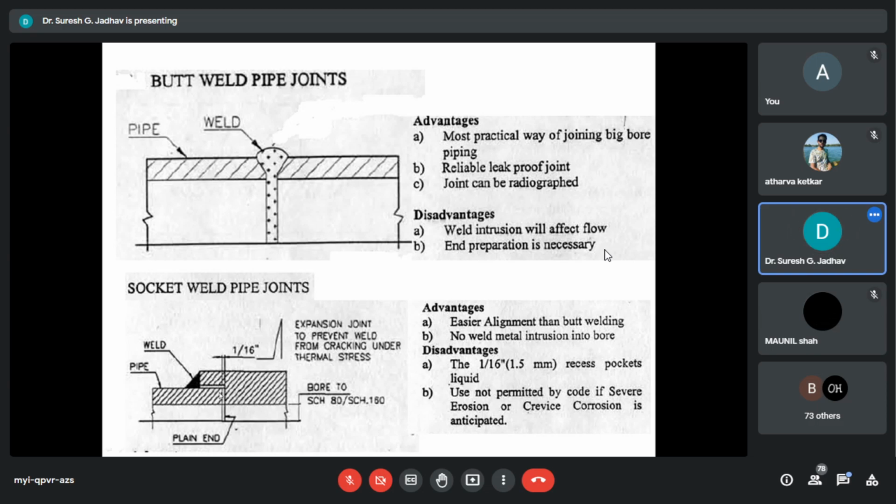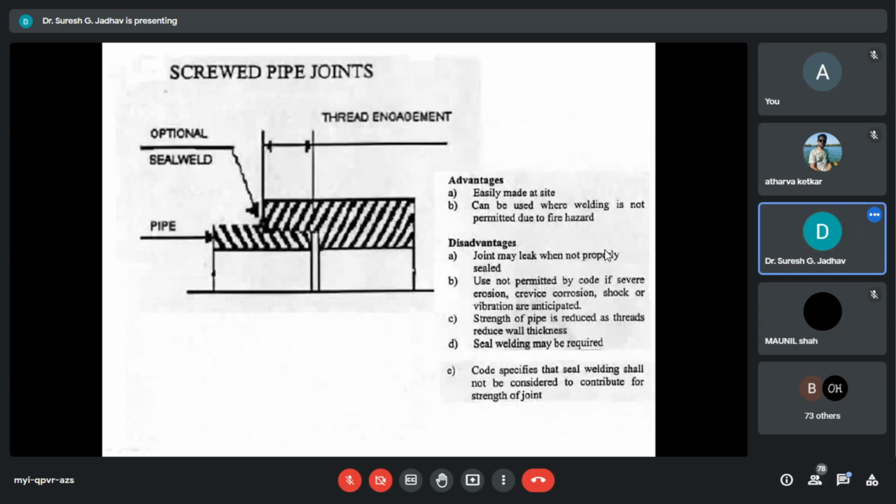Here we see the crevice pockets, a kind of pocket creation where there is a pressure of the liquid. It is then not permitted by the code if severe erosion or great corrosion is anticipated. So this kind of weld, socket weld pipe joints, is used in the chemical industry. This is the disadvantage of socket weld pipe joints. Now next is screw pipe joints.